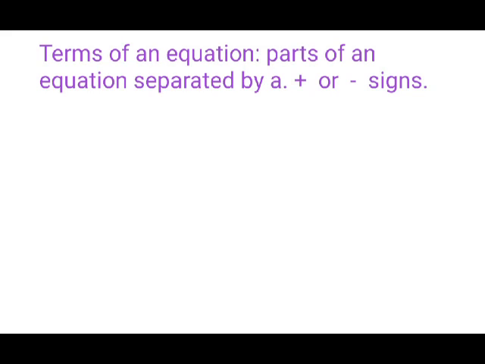Now let's talk about terms of an equation. Terms of an equation are parts of an expression that are separated by a plus or minus sign. For example, we have 4x. Because there are no plus or minus signs, this is considered as one term.